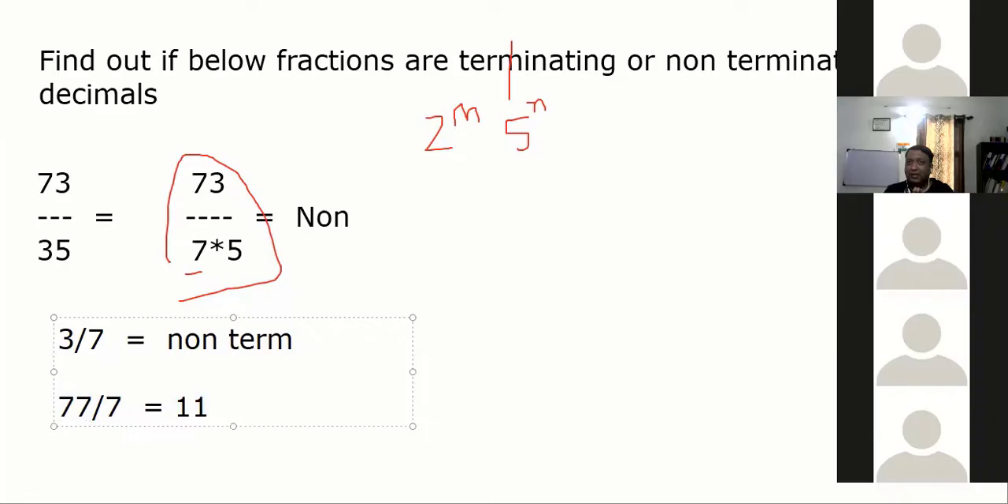The rule is whatever fraction is given, first simplify it. After simplifying, see if the denominator is of the form 2 and 5. कुछ भी extra है, so it is non-terminating. सिर्फ 2 और 5 में है, या सिर्फ 2 में है, या सिर्फ 5 में, तो terminating. Okay? Let me write many examples so that everybody is very clear.